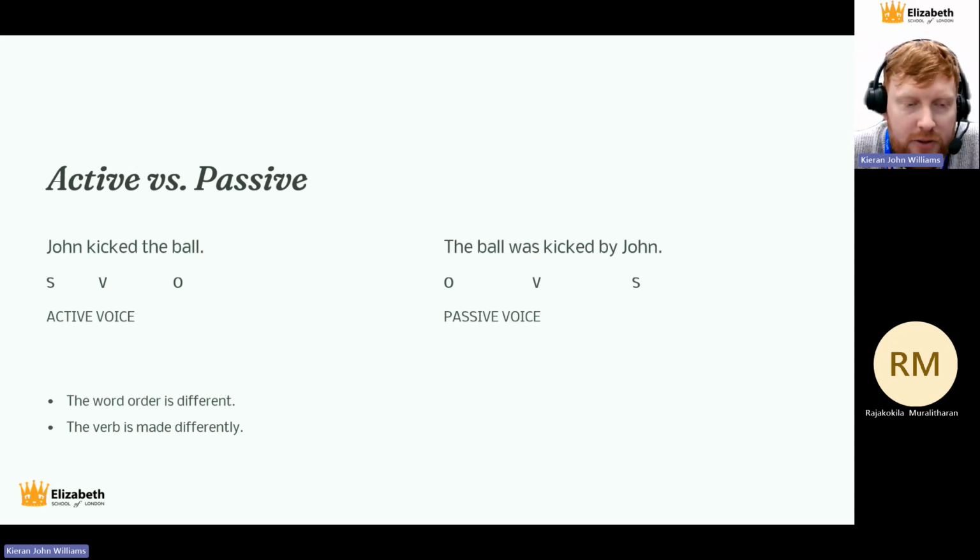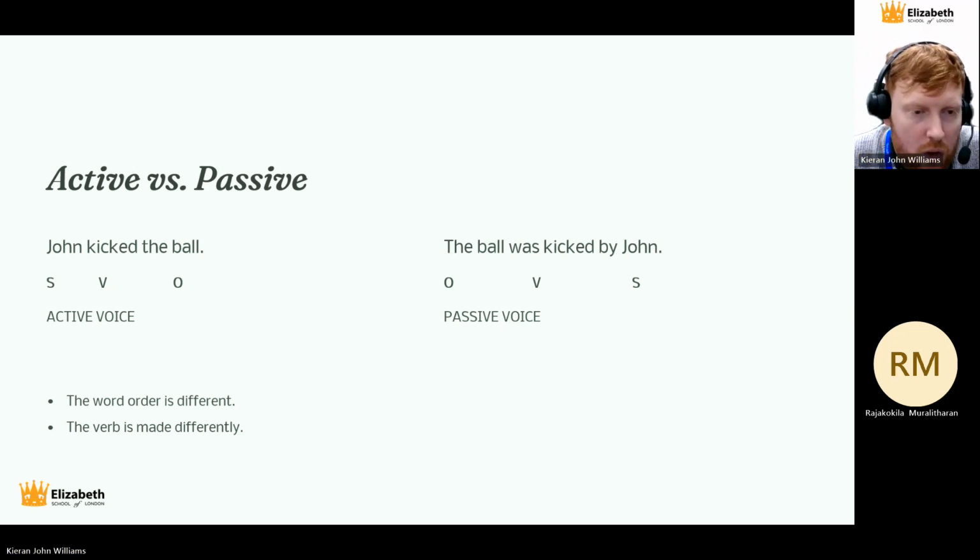So active voice sentences are probably about 90% of what we have in the English language. So most sentences are active ones. Most normal sentences have a subject, a verb, and then an object. So if we look at this sentence, John kicked the ball. John is our subject, kicked is our verb, and then the ball is the object. That's a nice, easy, simple sentence that shows us the active voice.